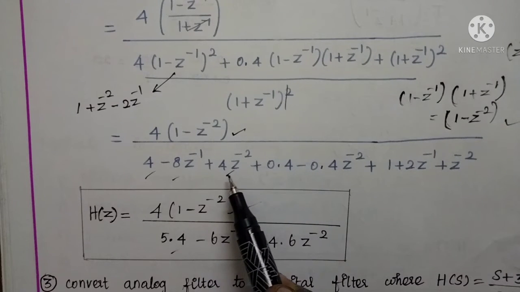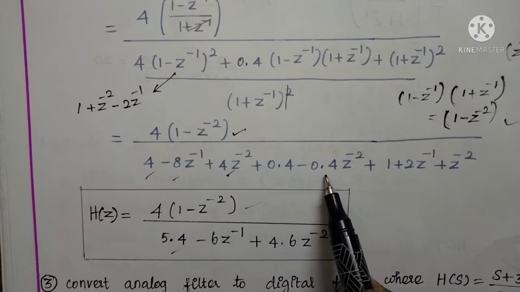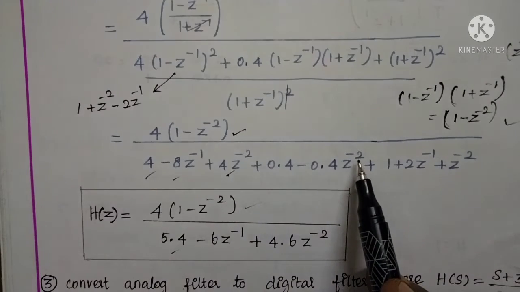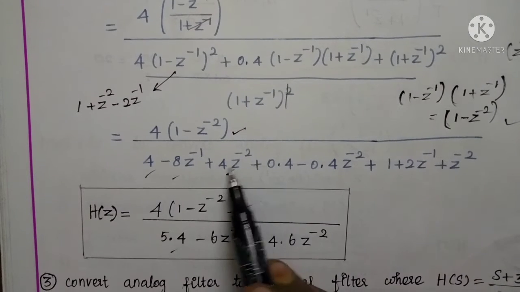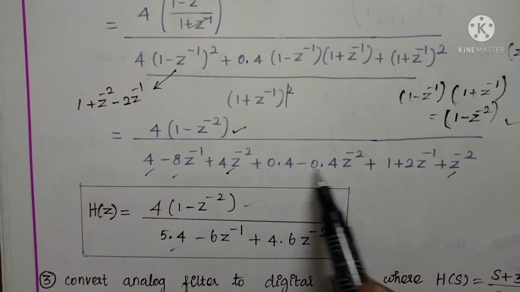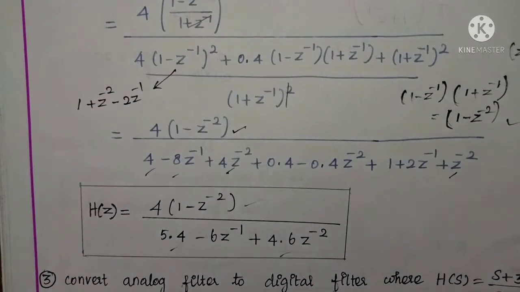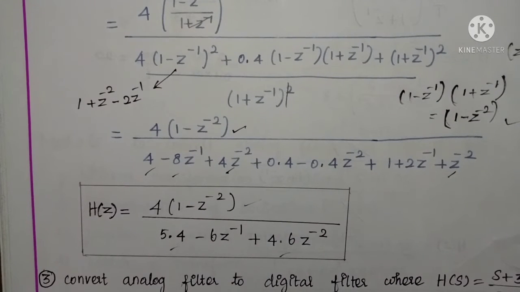And then check the z power minus 2 terms. 4 and minus 0.4 z power minus 2, and here we have 1. So 4 plus 1, 5. 5 minus 0.4 we will get 4.6. 4.6 z power minus 2. So this is about this problem, in which we have converted h of s to h of z, that is analog filter to digital filter.